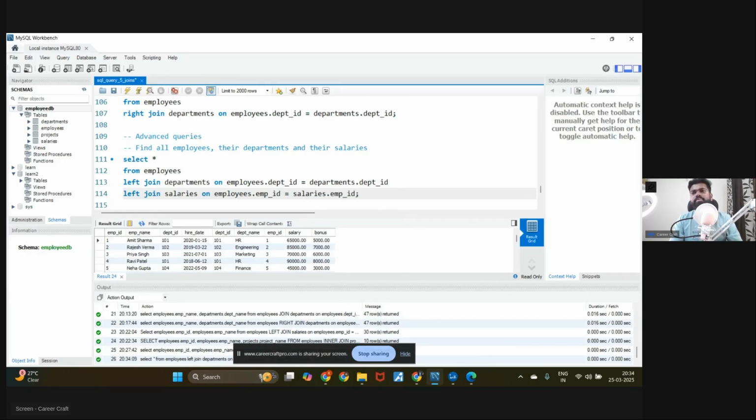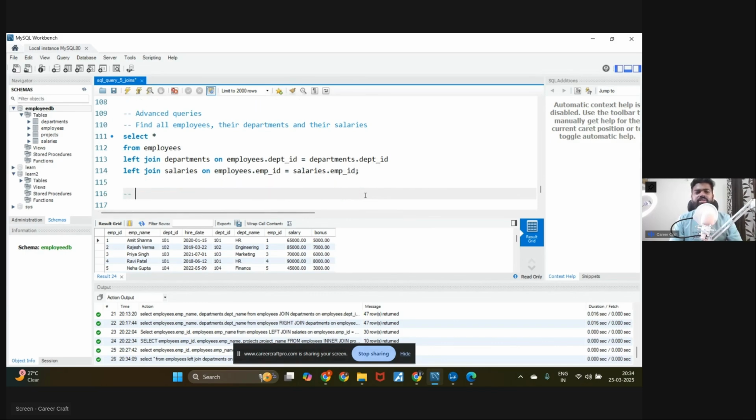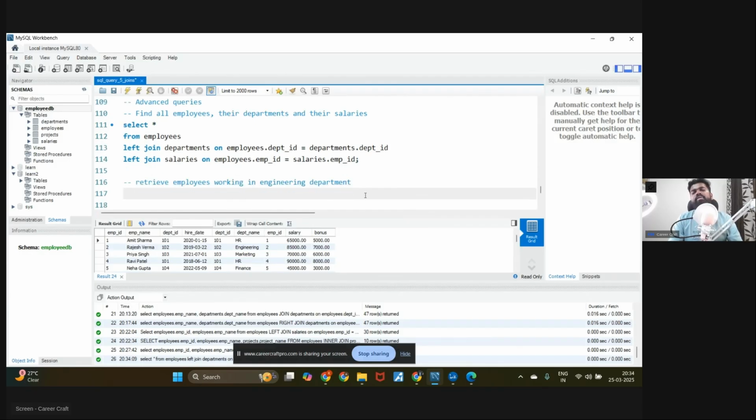Yes or no? Now let's solve a little easier question, because one hard, one easy. Retrieve employees working in the engineering department. Find employees working in engineering department.